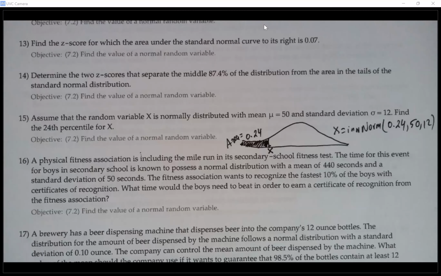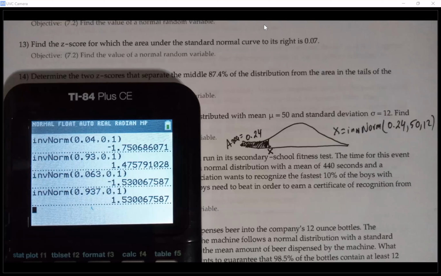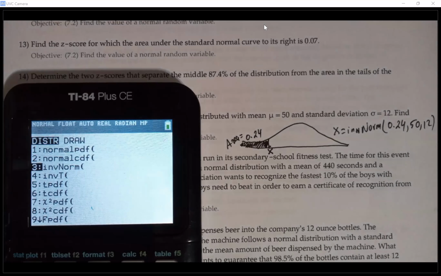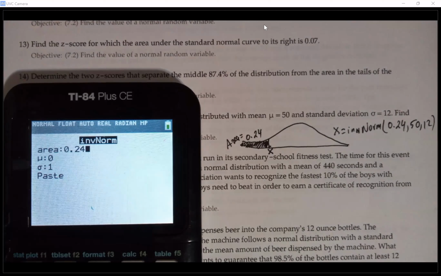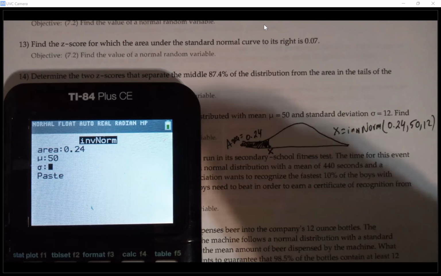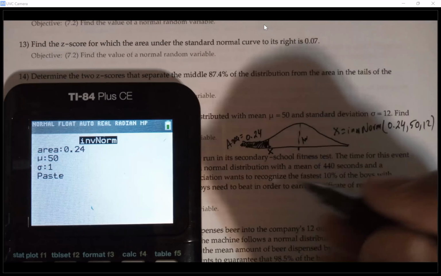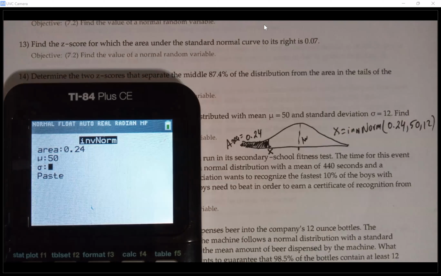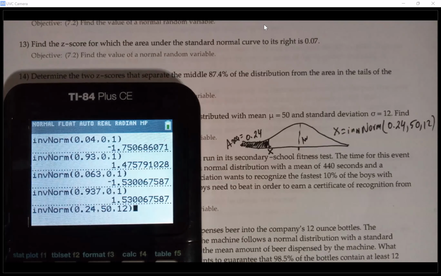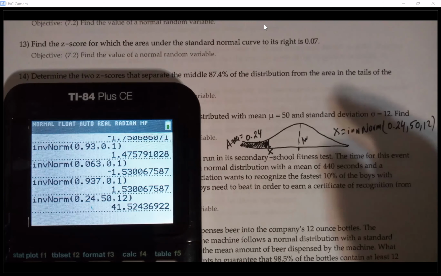And let's see what the answer is. Second inverse norm, 0.24, 50. It's going to be less than 50 because the mean is 50 right here. That's the mean, 50. So it will be X less than 50, of course. 12. It's 41.52.